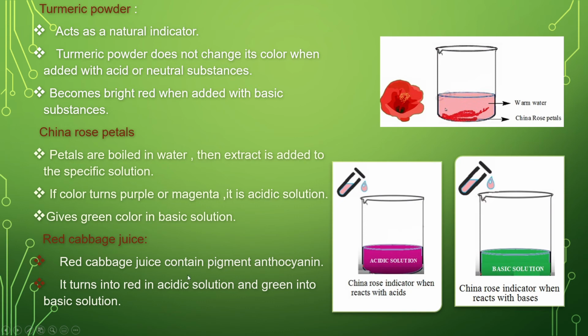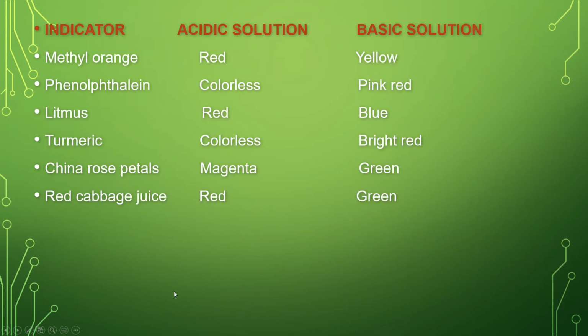And red cabbage juice contains anthocyanin pigment. Pigment means a particular molecule that is present, and its name is anthocyanin. It turns red in acidic solution and green in basic solution. Here the different color changes are already given in tabular form for your help. You must remember all the color changes.